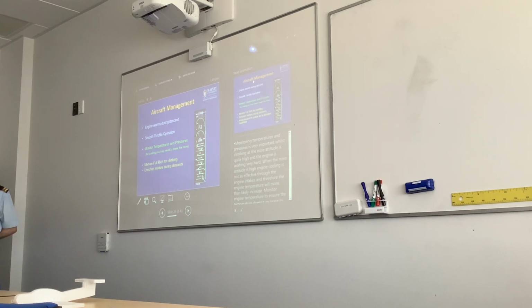During the descent, if we have leaned the mixture after leveling off, it's important for us to richen the mixture, to push the mixture forward. There's a particular ratio of fuel to air at which the engine runs the most smoothly. And as we get closer to the ground, the engine requires more fuel. So we have to push the mixture forward progressively to keep the engine running smoothly.